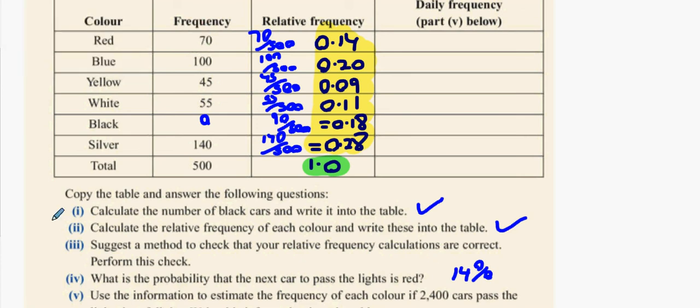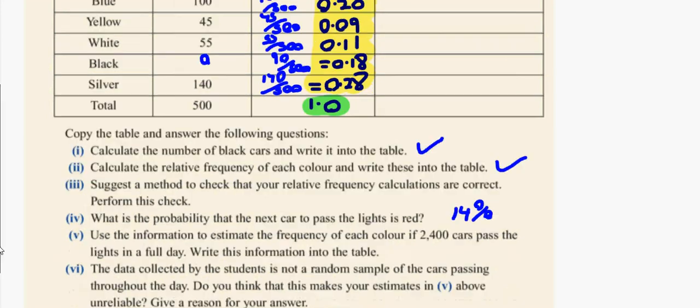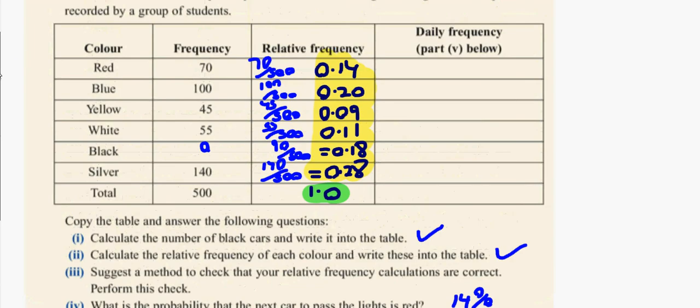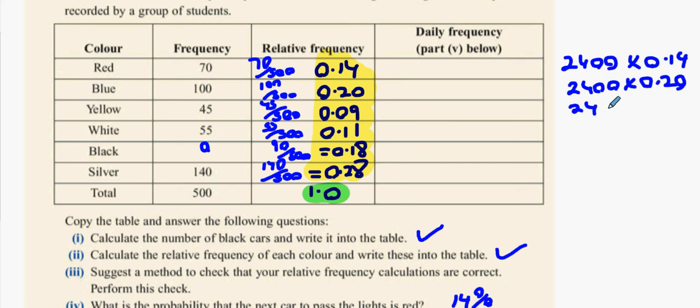Now, use the information to estimate the frequency of each color if 2,400 cars pass the lights in a full day. That's easy enough. All you're going to do, see your percentages in yellow, just multiply them by 2,400. So it's going to be 2,400 times 0.14, 2,400 times 0.2. You get what I'm doing, don't you? If somebody could just call out the answers, that'd be awesome.